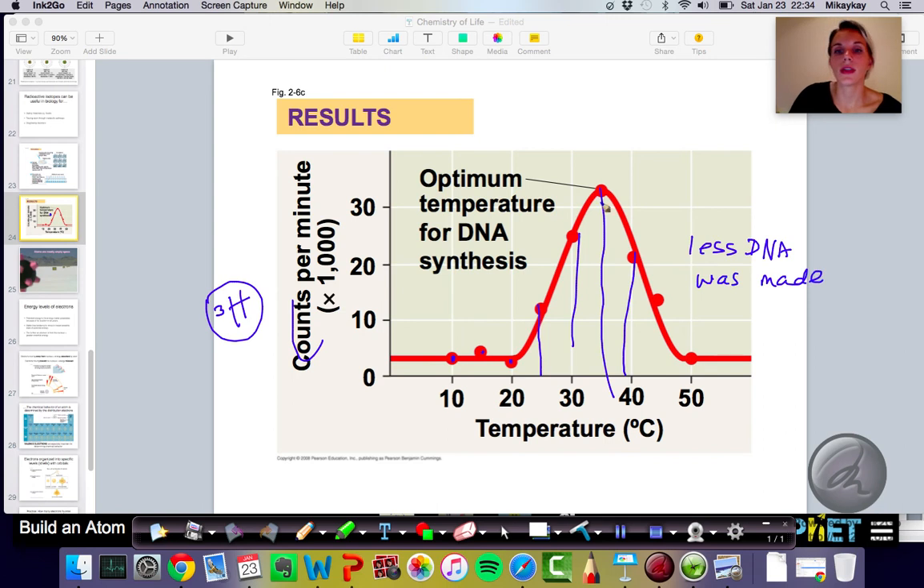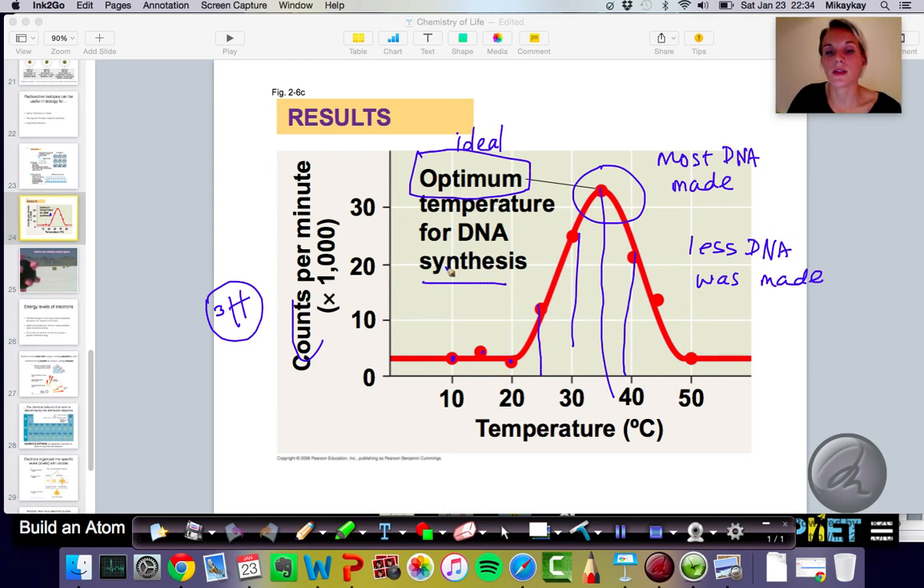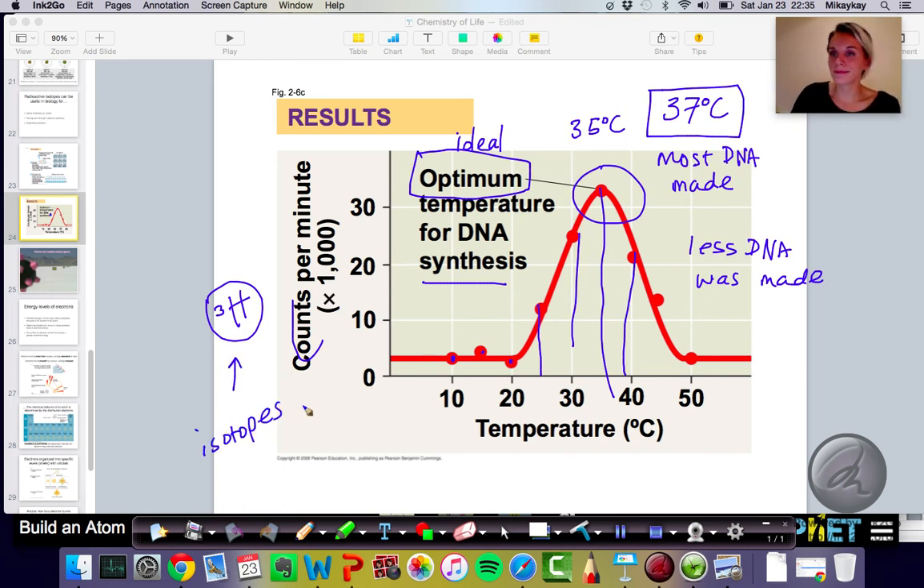But there is a point when there is the most DNA made, right? Because we can measure it with this isotope, and so then we can say the optimum, the ideal, the best temperature for making DNA, for DNA synthesis, that's a word to describe the making of DNA, would be right around 35 degrees Celsius, which makes sense because a human body should be right around 37 degrees Celsius. And one might imagine that your own body temperature as a human is the ideal temperature for making DNA. So this experiment confirmed that. And you can use these isotopes to measure that. Pretty cool. Science. So that's all I had to say about isotopes.